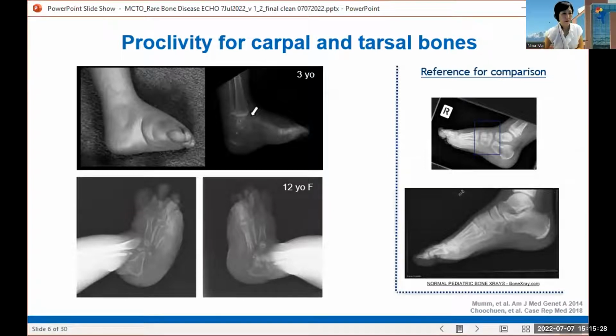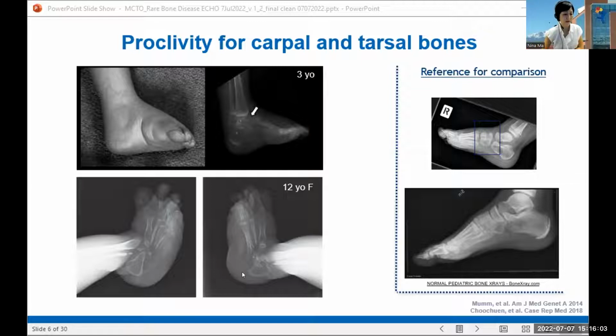So there's also a proclivity for the tarsal bones, as can be seen in this 3-year-old child. The midfoot compartment appears hypoplastic and shortened. When you look at the corresponding x-ray, you can see that there's been osteolysis in that midfoot compartment of the foot. In the 12-year-old x-rays of the child below, you can notice remarkable osteopenia in the foot and ankle bones, and also pretty significant osteolysis of the tarsal bones.